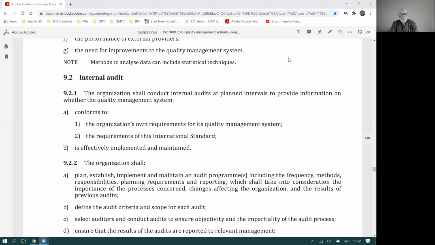9.2.1. The organisation shall conduct internal audits at planned intervals to provide information on whether the quality management system: A, conforms to the organization's own requirements for its quality management system, and the requirements of this international standard, and B, is effectively implemented and maintained. So B is to test whether the management system itself is implemented and maintained. And A brings in the requirements that we've been speaking to throughout the standard.